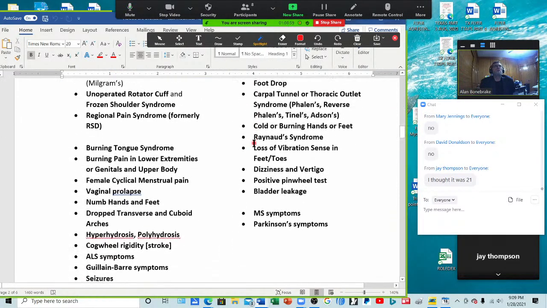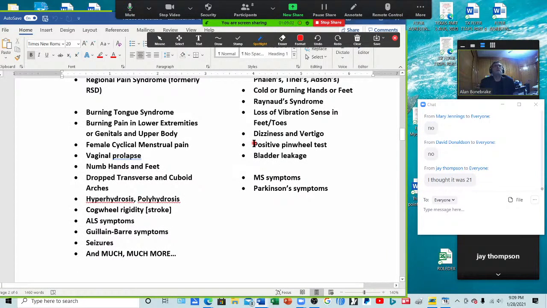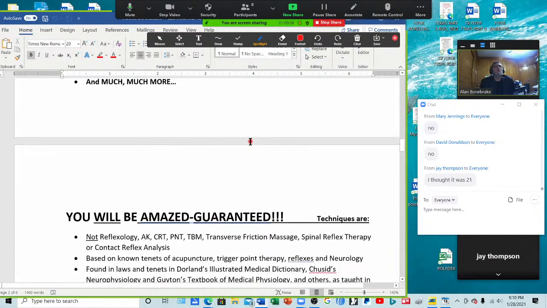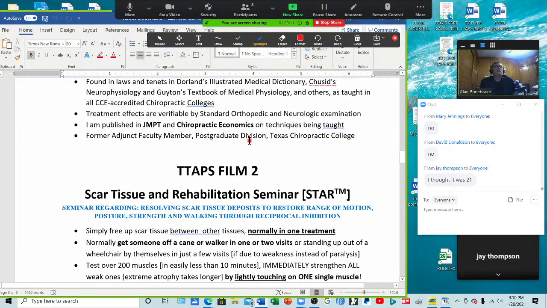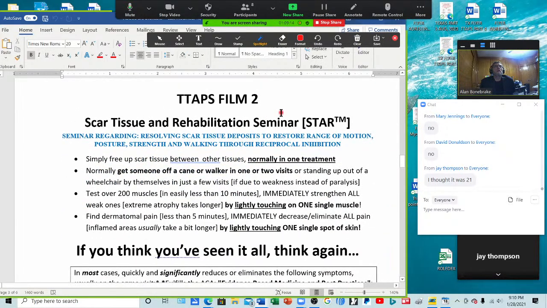Here are all sorts of symptoms from part 1, which is basically all reflexes with minor scar tissue in the skin. You can get amazing things without working on that dense scar tissue. All of this is well documented in the literature. There's nothing like it else that's being taught. Part 2 is dense scar tissue outside the joints. The beginning of this actually is an extension of part 1, where we show you how to easily, within 10 minutes, test over 200 muscles in the body, and then very lightly touch one muscle like this, and bang, all the muscles come strong immediately.